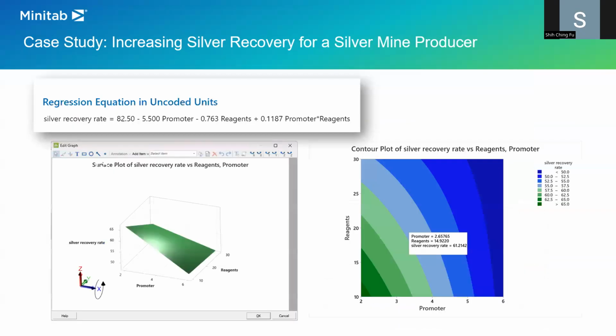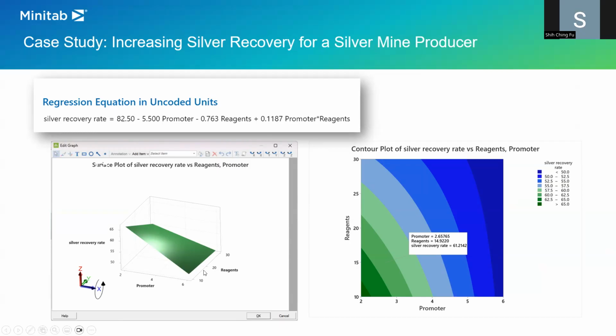So the results: they analyze promoter and reagent. These are the key drivers, the other is not. And they have the equation. Of course, you can use the equation to predict. We have also drawn some pictures that can tell you the interaction between reagent and the promoter, and how this can affect the silver recovery rate.